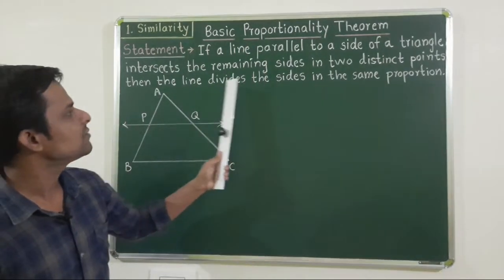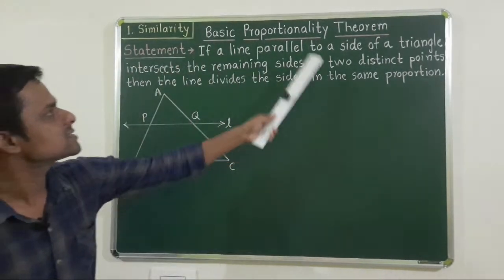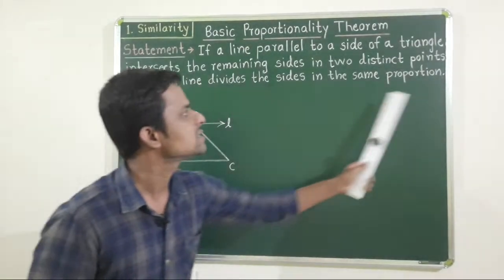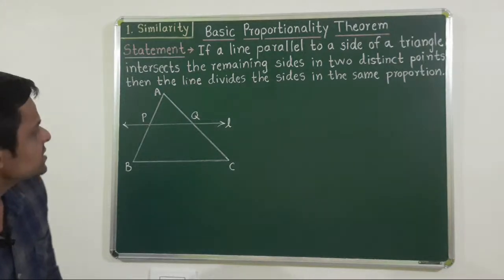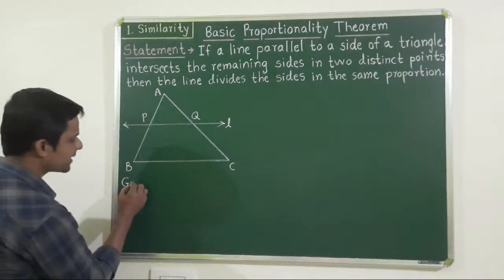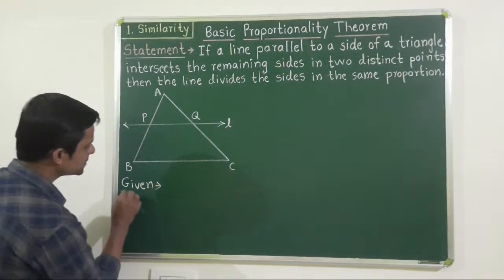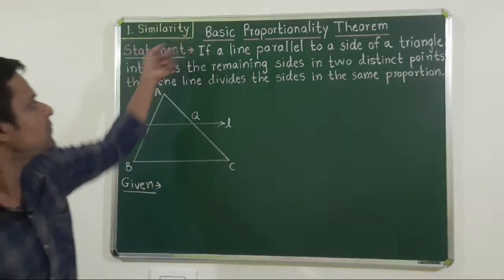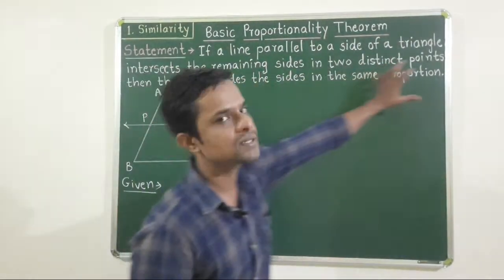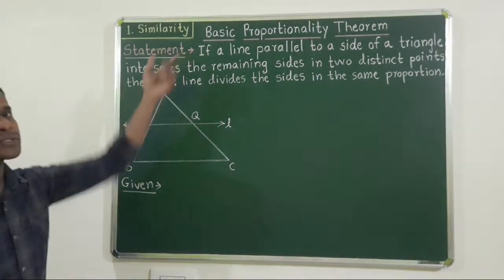Then the line divides the sides in the same proportion. The part of the statement from 'if' to 'then' is called the given, and the part which comes after 'then' is to prove. The first step is to draw a proper diagram, the next step is to write the given. The part of the statement between 'if' and 'then' is given, and the part after 'then' is to prove. Now what is given? From the diagram we can write, or you can use the statement also.